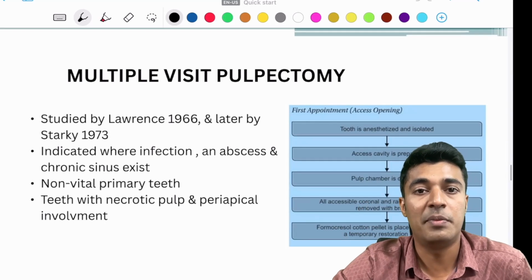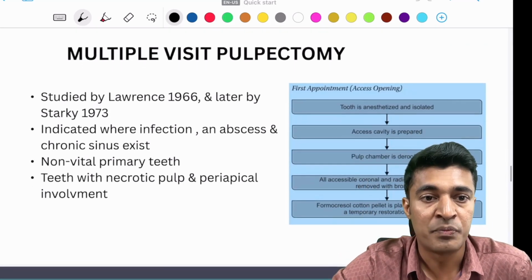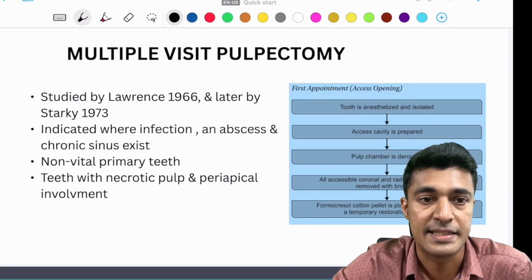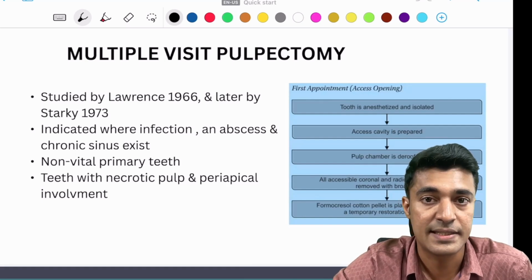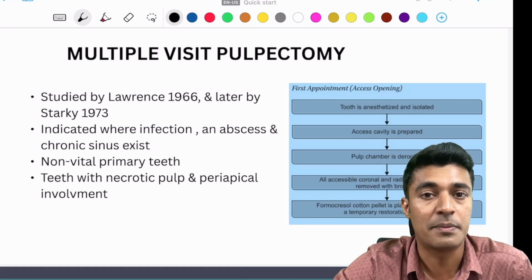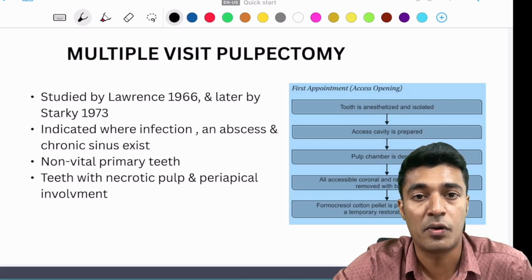Coming to multiple visit pulpectomy. It was studied by Lawrence in the year 1966 and later by Starck in 1973. It is indicated when infection or abscesses or sinuses exist, in non-vital primary teeth, and teeth with necrotic pulp and periapical changes.